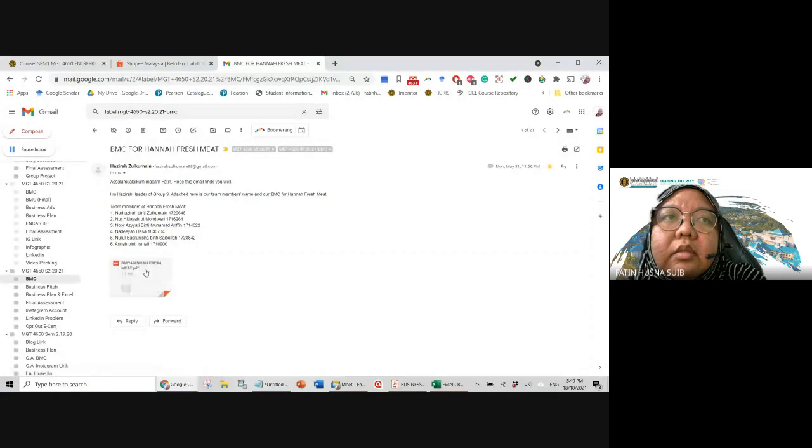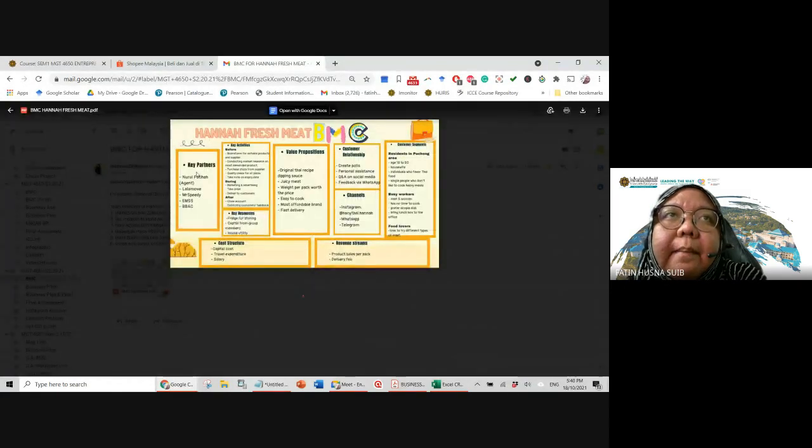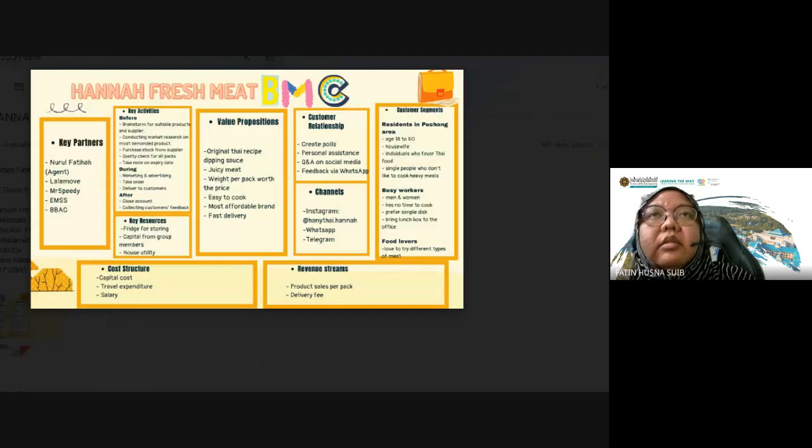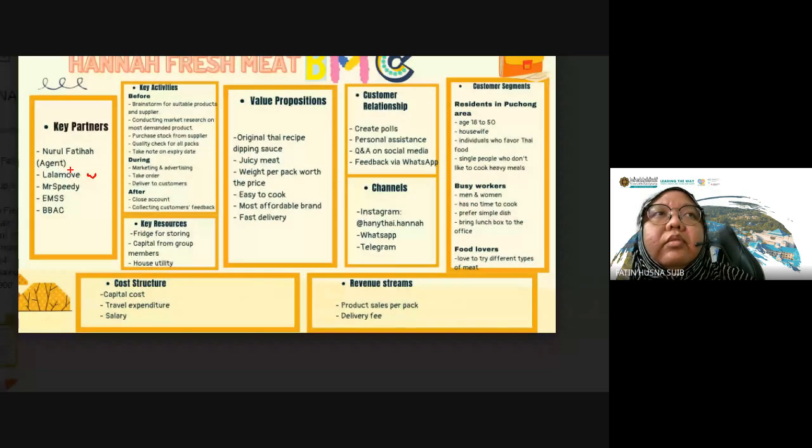Okay, Hana Fish Meat. I think this one is okay. This one also, the format is all over the place. It's funky, but the format is not there. For example, in this one they put Lalamove, MCS or PBSC, Mr. Speedy. This one is agent. This one is dropshipping, I think. Oh no, this is dropshipping, but dropshipping that has stocks, because this is fresh meat. So they buy stocks and they dropship to people.